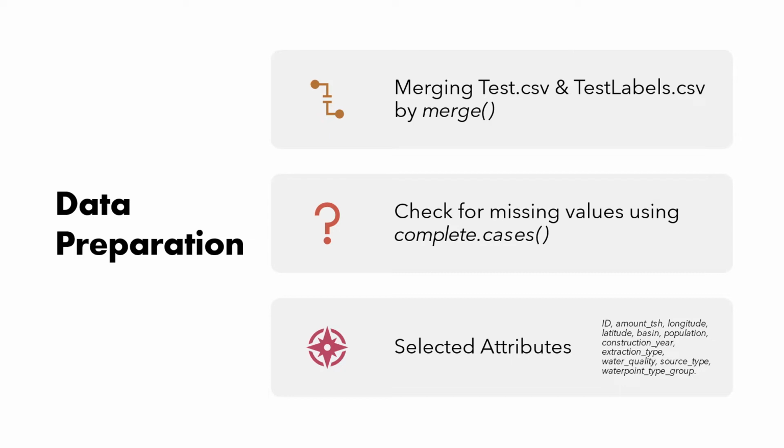But the attributes I did select were the TSH amount, the basin, which is just the location across the country, the population, the construction year of the pump, the extraction type, the water quality that the water pump resulted in, the source type, which is just where the water is flowing from, and then the water point type group, which is just kind of the type of water point that the citizens can get the water from.